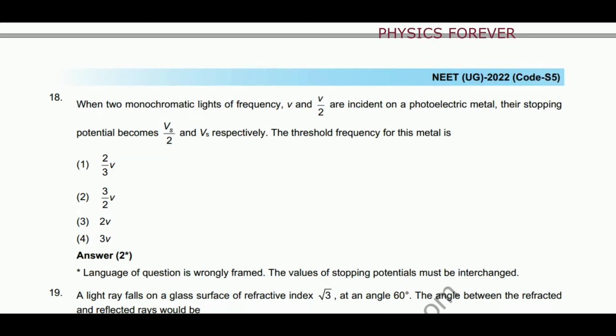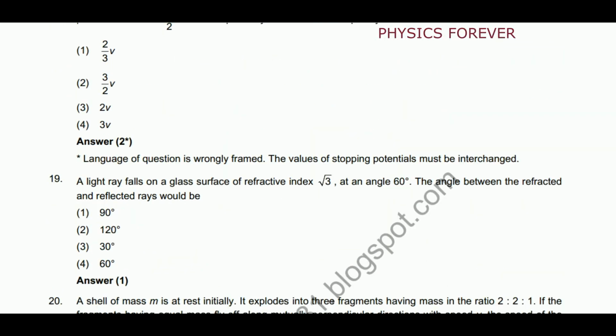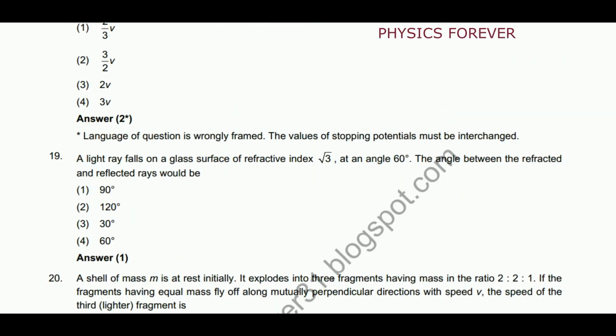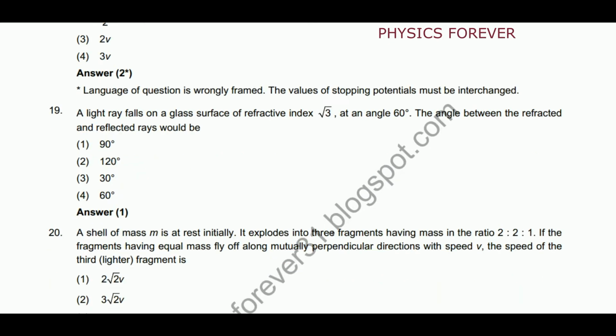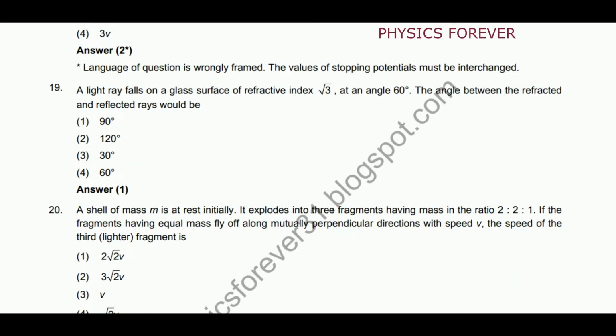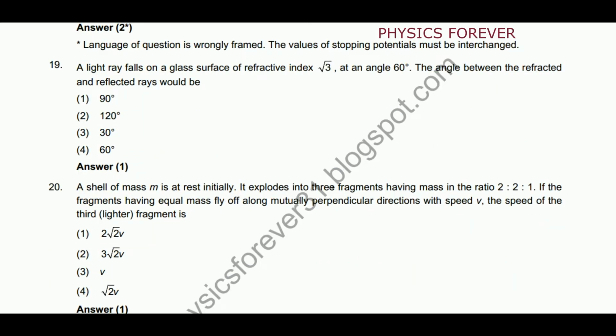Because in the question, the Lagrangian is wrongly framed. Okay, so the value of stopping potential might be interchanged. So this question may be doubtful. Okay, so 19th one, a light ray falling on a glass surface of refractive index √3 at an angle 60 degrees. What is the angle between the reflected and refracted rays? Should be 90 degrees. Answer is 1.